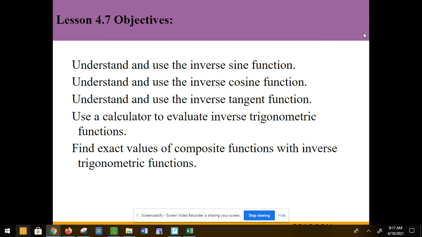So we're going to look at how to do the ones you can do by hand first, and then we'll look at the calculator for everything in between. And then there will be some composite functions where there'll be like a trig function of a trig function. We've done composite functions before algebraically. Now we're going to look at that concept trigonometrically.